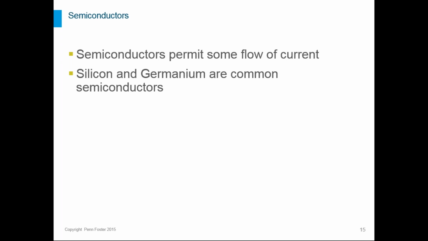Semiconductors, such as silicon and germanium, permit some flow of current. So they're not as good as conductors, but they don't inhibit the flow the way that insulators do. They're somewhere in between. That's why they're semiconductors. And you should probably know that these are the two materials used as semiconductors, silicon and germanium.